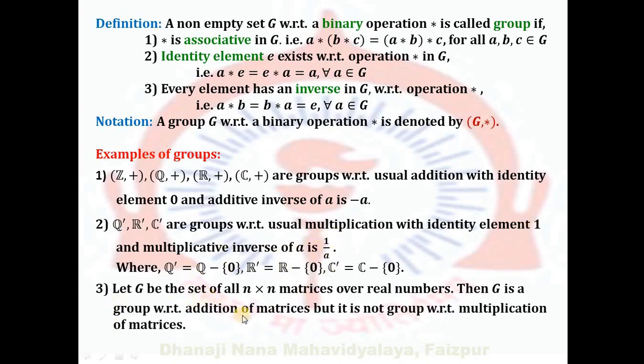Let G be the set of all n cross n matrices over real numbers, then G is a group with respect to addition of matrices with identity element as the 0 matrix, but it is not a group with respect to multiplication of matrices, because we know that with respect to multiplication the inverse of a given matrix may not exist. If the determinant of a given matrix is equal to 0, then the inverse of the matrix does not exist.